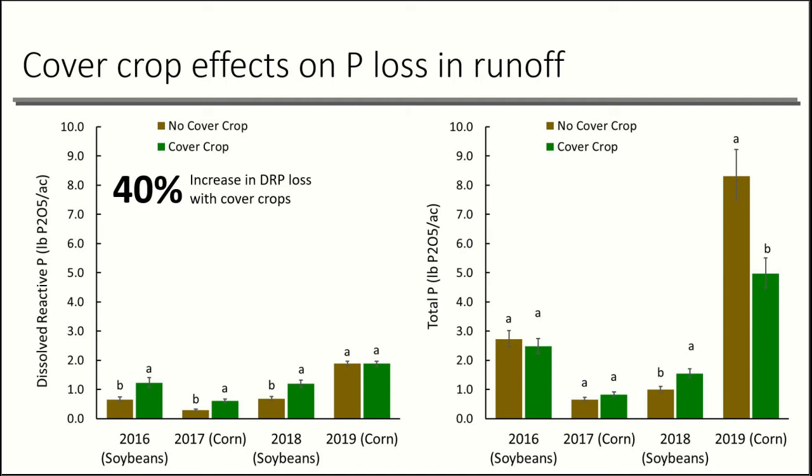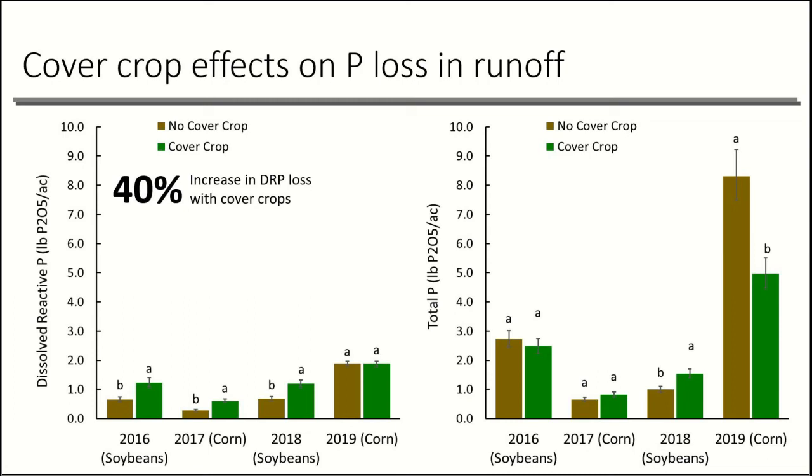If we look at total phosphorus losses, again, 2016, 2017, no effect of cover crop on total phosphorus loss. 2018, slight increase in total phosphorus loss. This is related to that increase in dissolved reactive phosphorus and occurred during a year where we had very low erosion, so most of our phosphorus loss was dissolved that year. 2019, the cover crop decreased total phosphorus loss, and again, this is related to that high sediment loss that year, right?